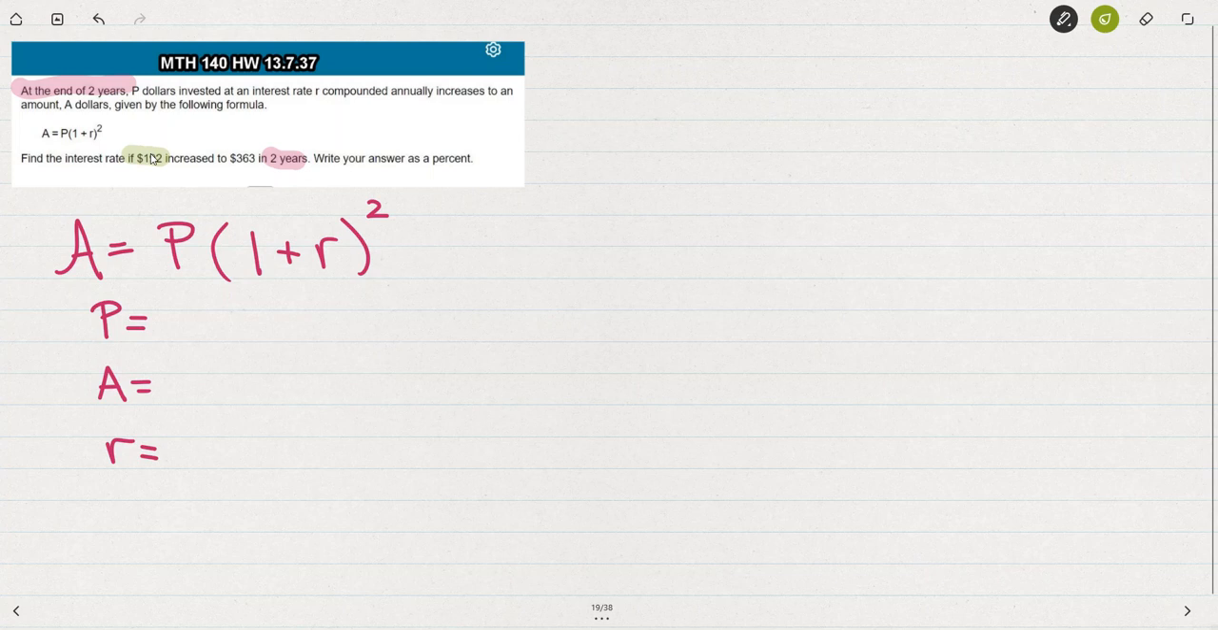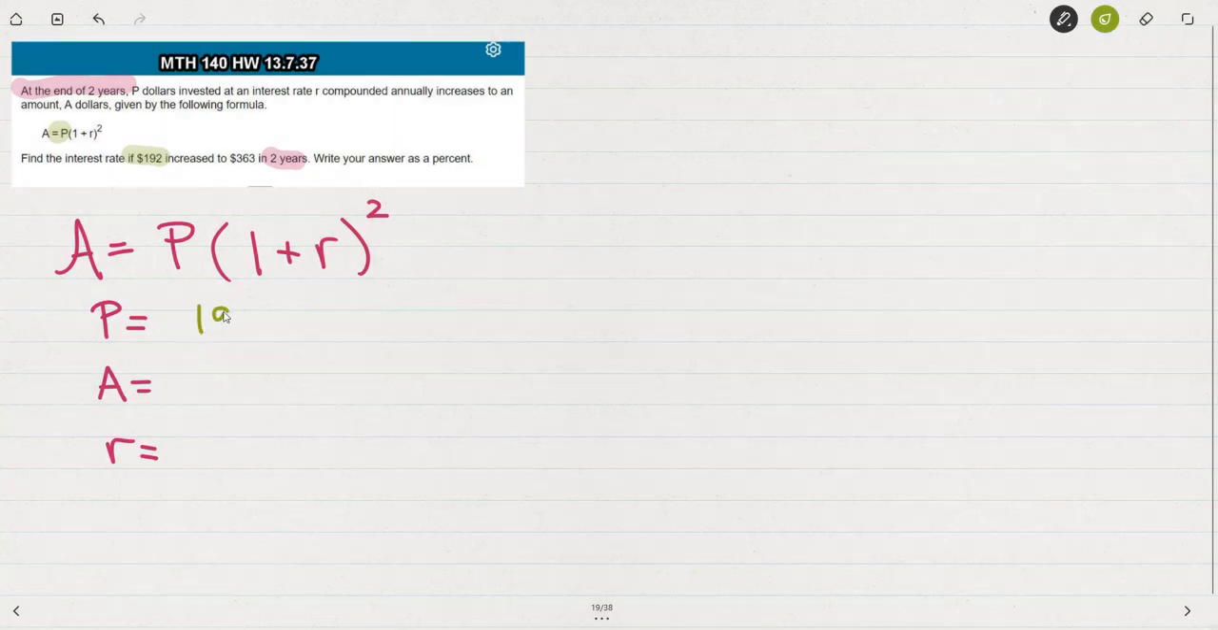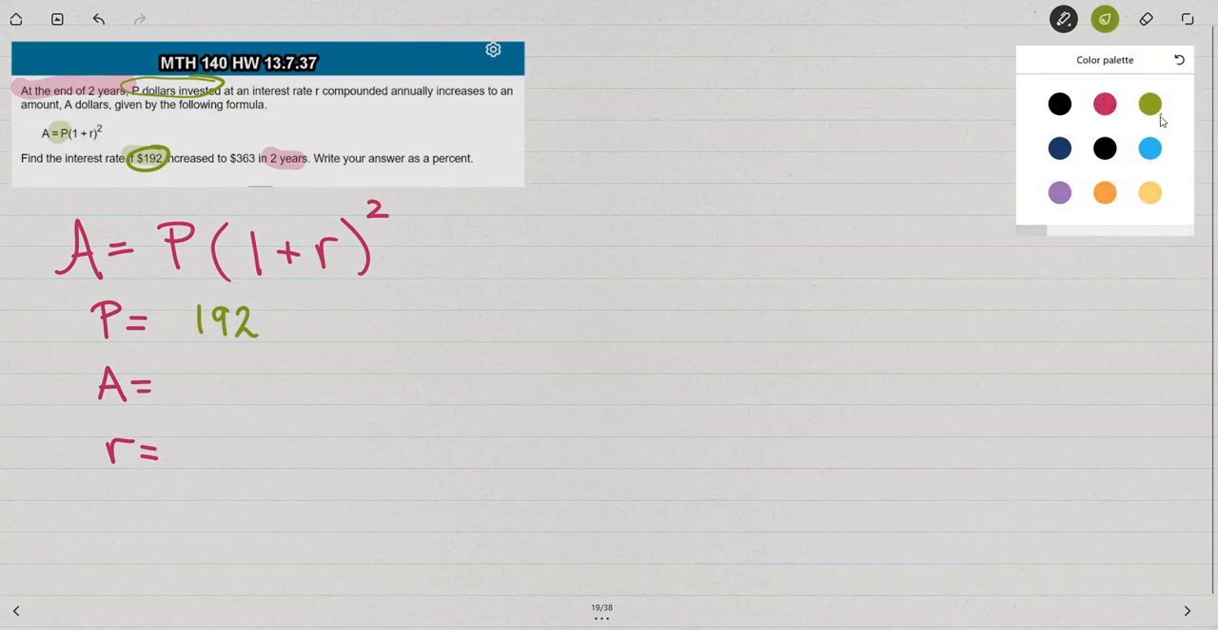So to start with, I can see that we're given that the $192 is increased. So I know that the 192 is going to be the principal. That's part of this is just from experience of reading these problems. You want to understand that principal, P, is the amount invested. And so this 192 is what is invested.